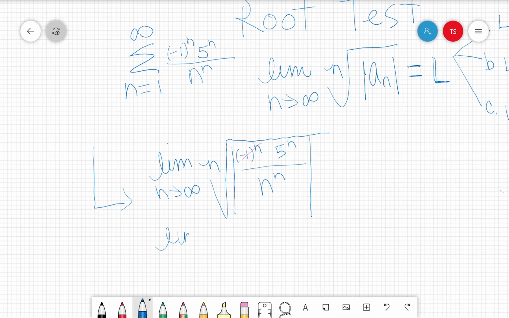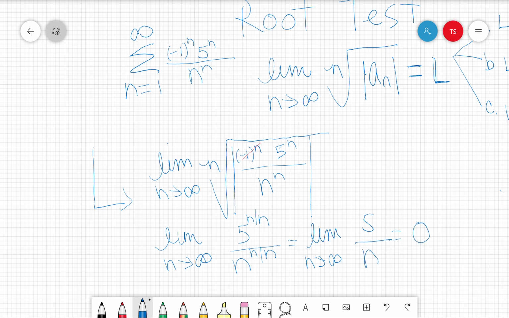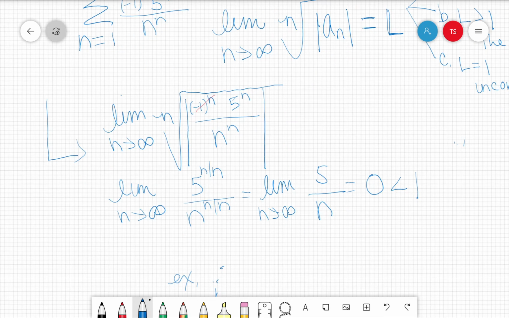And then we'll take the limit as n goes to infinity of 5^n over n and n^n over n. And so that will be the limit as n goes to infinity of 5 to the first power over n to the first power. And that limit will equal 0, which is less than 1. So the series converges absolutely.